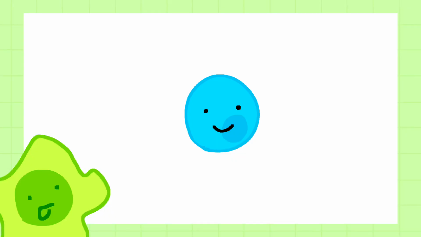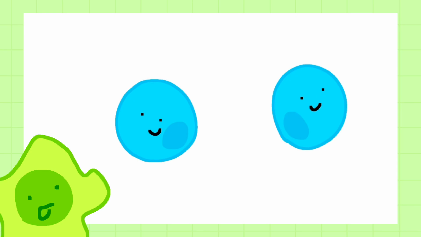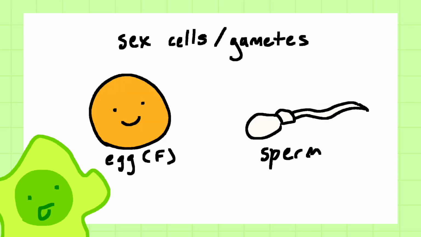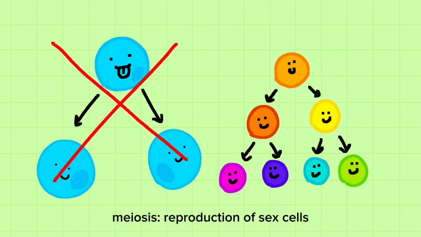Perhaps you know how normal body cells replicate. One cell splits into two identical replicas of itself through the process of mitosis. But for sex cells, the cells that allow for reproduction, this process is different. Sex cells are the egg for females and sperm for males. They don't replicate using mitosis. Rather, they reproduce themselves using something called meiosis.